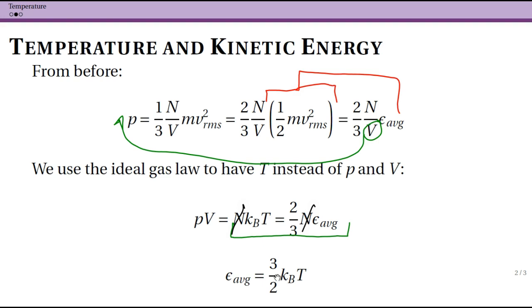Now note that this doesn't depend on mass. This doesn't depend on the type of gas, other than what we've said, that it is monatomic. So obviously over here depends on mass, but if the only thing we want to talk about is the kinetic energy, we don't even have to think about the mass of the molecules. We just think about temperature. So this is a really helpful result.